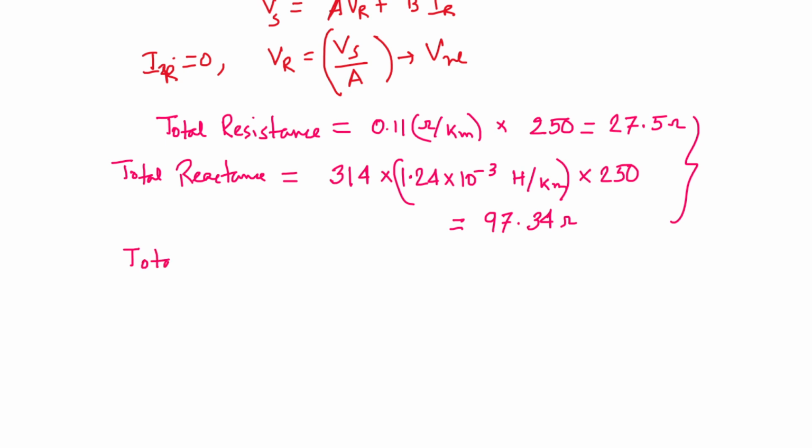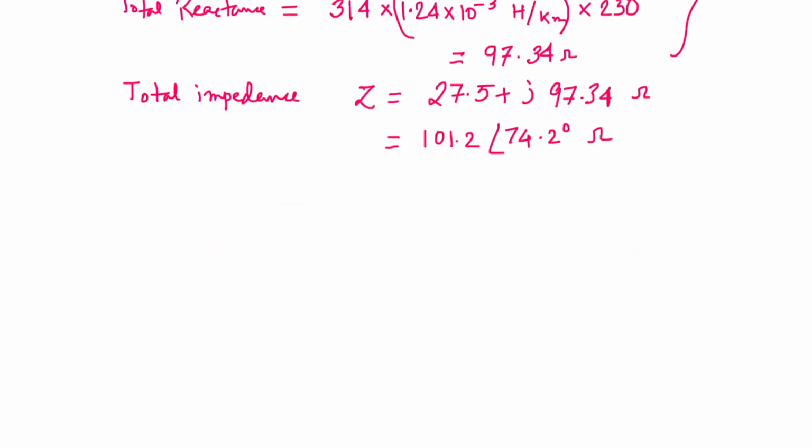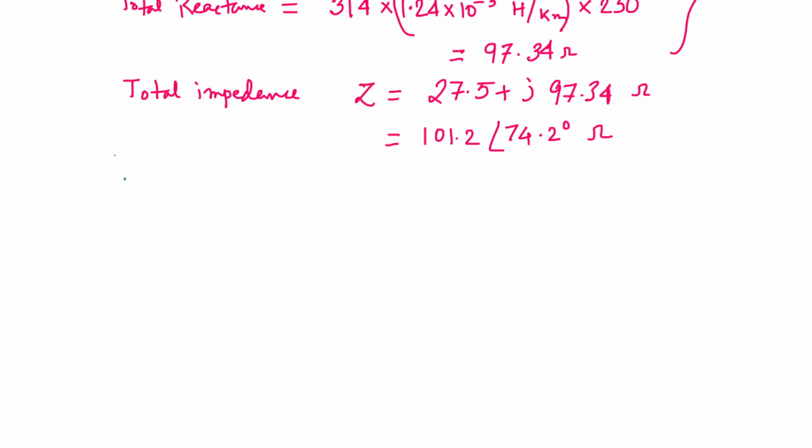We can have total impedance value Z, that is equal to 27.5 plus j97.34 ohm, and that is equal to 101.2 at an angle 74.2 degree. This is the total impedance. Now total admittance. What will be the total admittance?